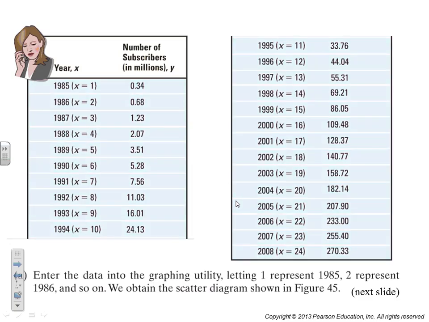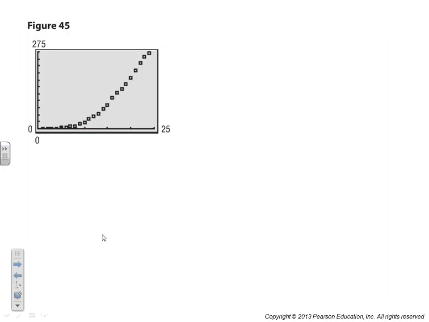All right, so here's all of our data. We're going to let 1985 equal 1. Anytime you can switch the years to a singular number instead of, say, 2004, it makes the data a little bit easier. All right, so you put all this data into your graphing utility, and then you look at the scatter plot.